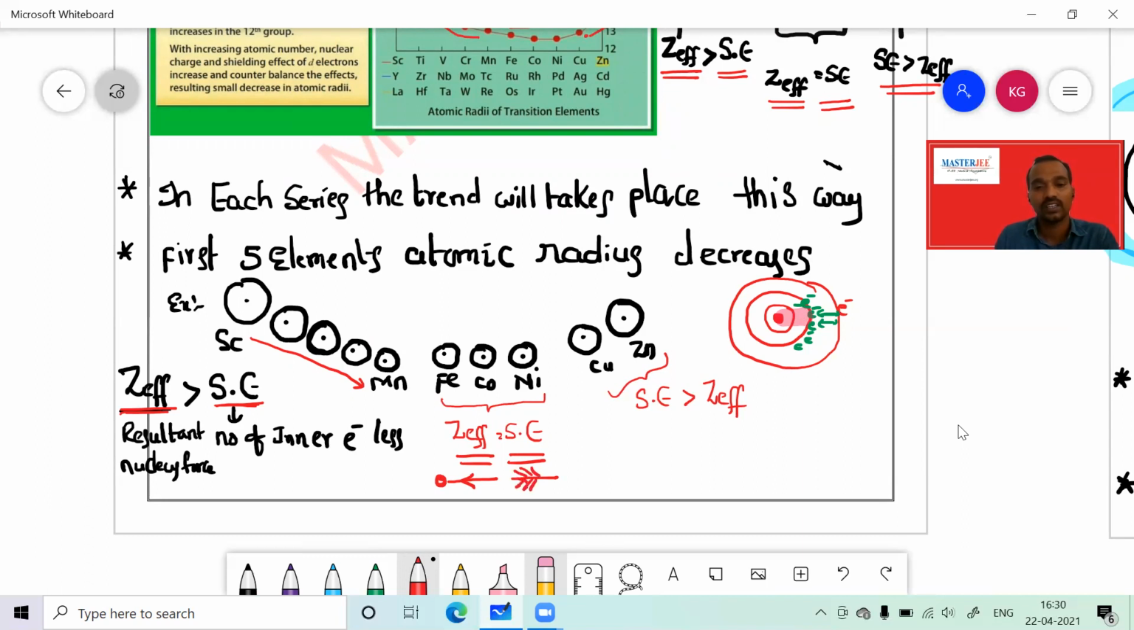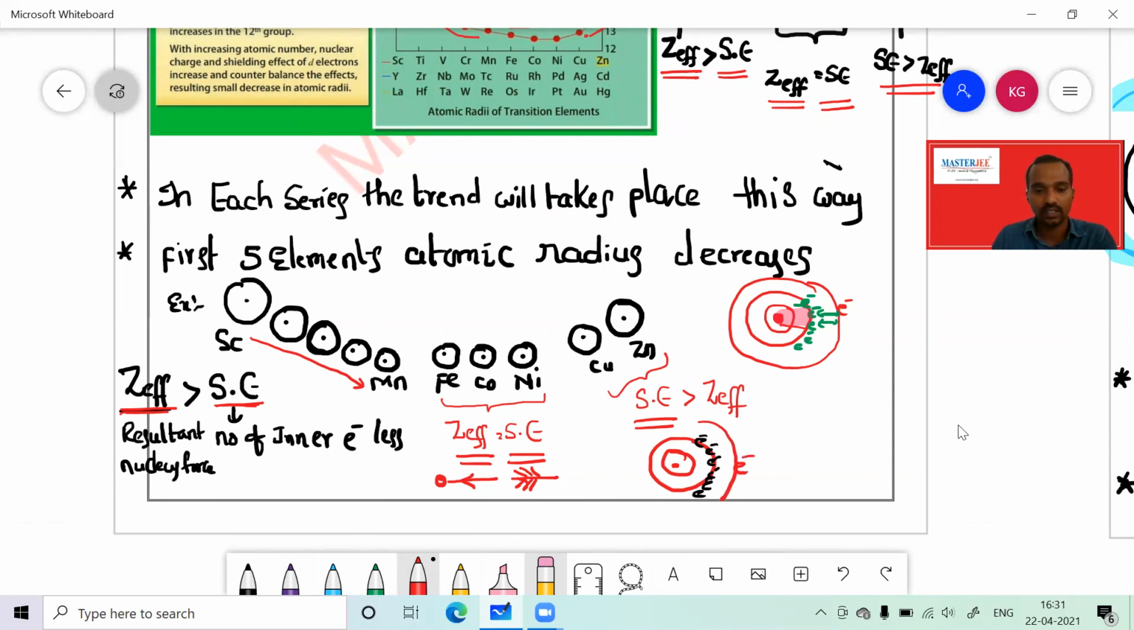Okay, so here the sizes are similar in the case of iron, cobalt, nickel in the transition triads. Next, copper, zinc. If you see, here the screening effect is huge. Whenever the screening effect is huge, the nucleus attraction cannot move up to here. Sorry, the screening effect is huge here. Whenever the screening effect is huge, the nucleus attraction force cannot move up to the valence electron.